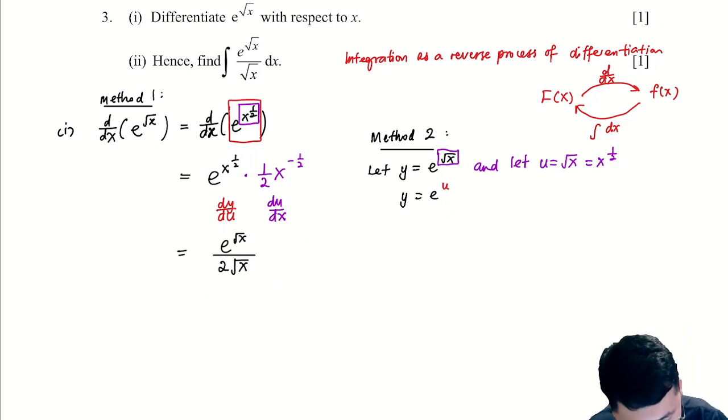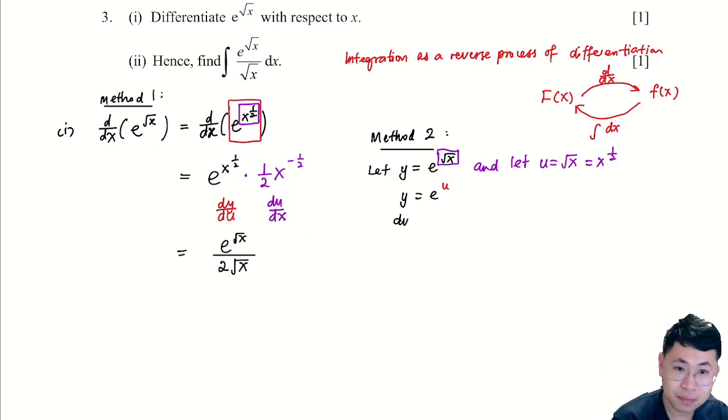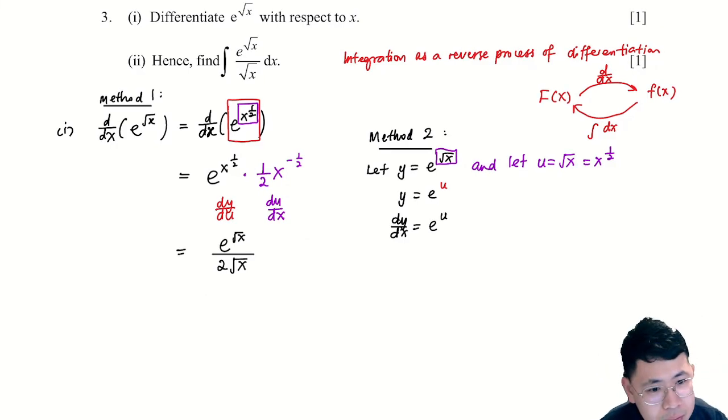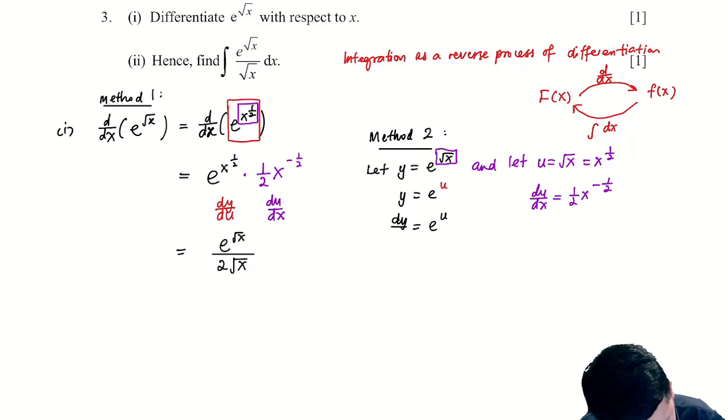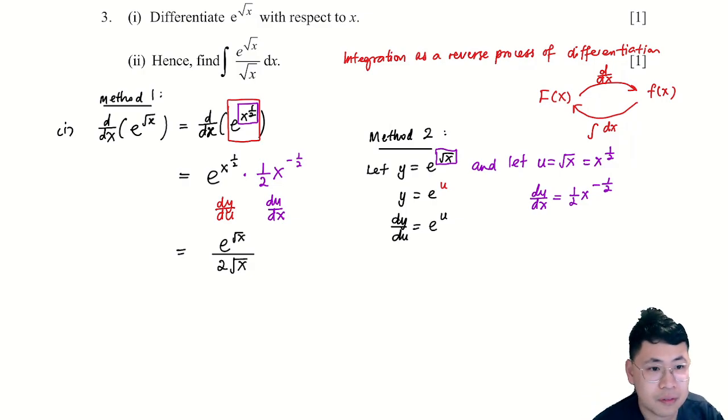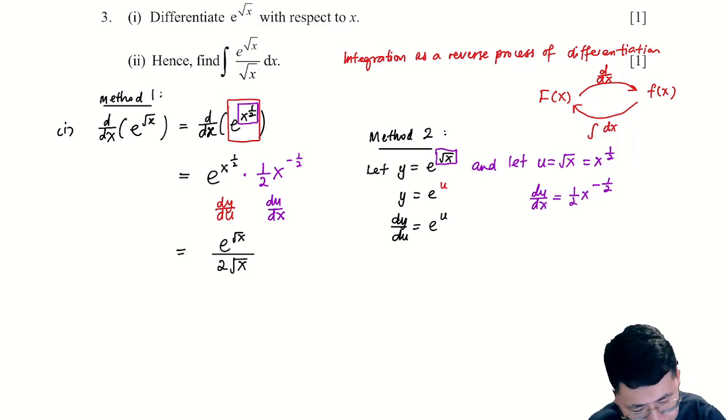Okay, so how do we do this? So dy dx would be equals to also e power u, and then over here du dx would be half x power negative half. Okay, sorry, this one I got an error. It's not dy dx, it's dy du. Okay, dy du over here. So this one, let me change color.